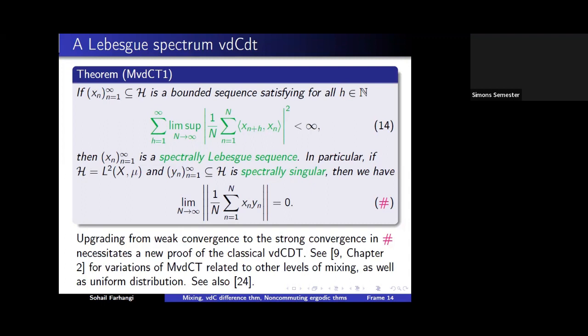You can get an ergodic, weak mixing, strong mixing, mild mixing, and Lebesgue spectrum van der Corput for sequences in the 0-1 interval. But I don't have time to discuss those in this presentation, but I'd be happy to talk to you about them afterwards if you wanted to.